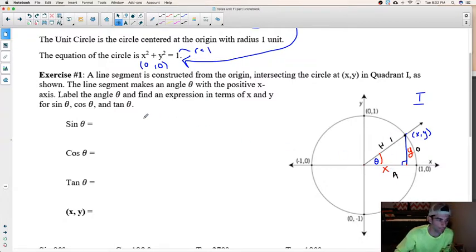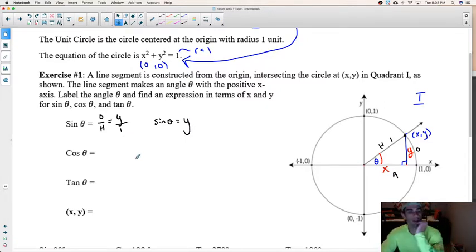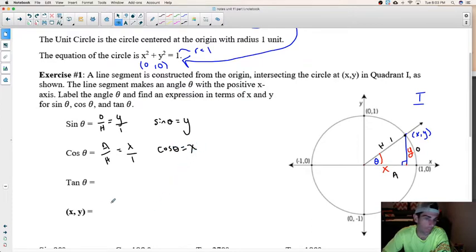All right. So if I'm going to find the sine of theta, it would be the opposite over the hypotenuse. The opposite is y. Hypotenuse is 1, so sine theta equals y, because y divided by 1 is y. All right, let's move on here to cosine. Cosine is the adjacent over the hypotenuse. The adjacent side is x. The hypotenuse side is 1. So the cosine theta is equal to x.